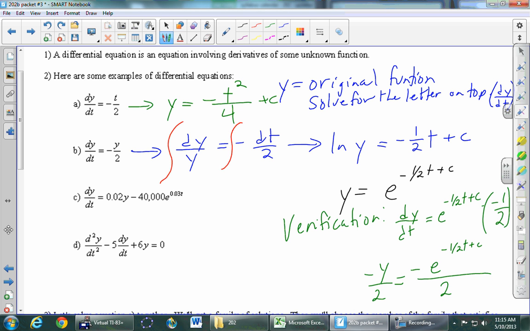Okay, so we're going to spend a bunch of time today solving differential equations that look like this. It's a special kind of differential equation that is separable because we were able to do some algebra at the start and get the y over here on the left with the dy and get the t over there on the right with the dt. We cannot do that in part C because of the subtraction there in the middle.